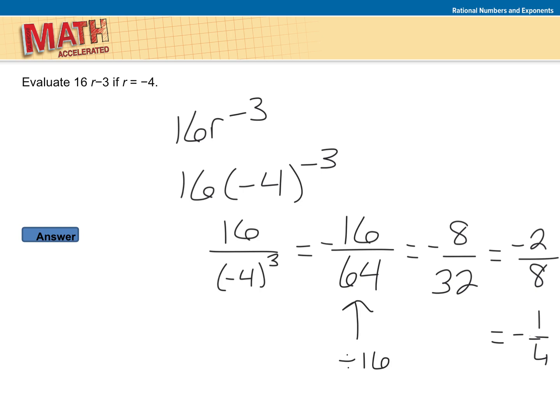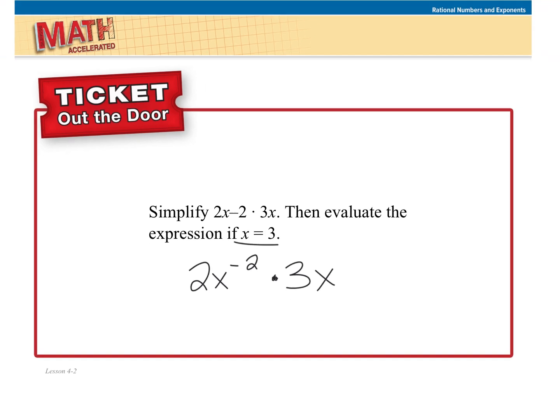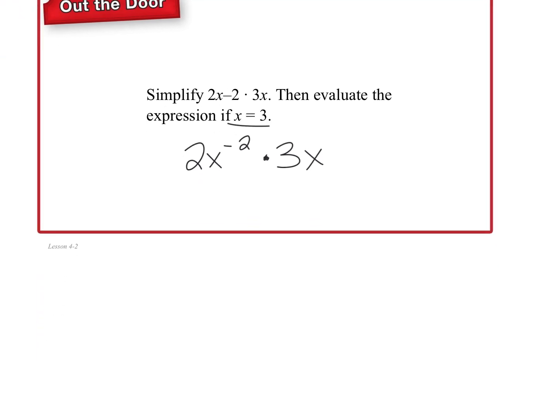Okay, biggest thing, can we have negative exponents? No. Okay, I want you guys to also try this one. 2x to the negative second times 3x, when x equals 3. You guys try that one. All right, let's work this one out together. What's our first step? Yep, substitute. So we have 2 times 3 to the negative second, and then 3 times 3.